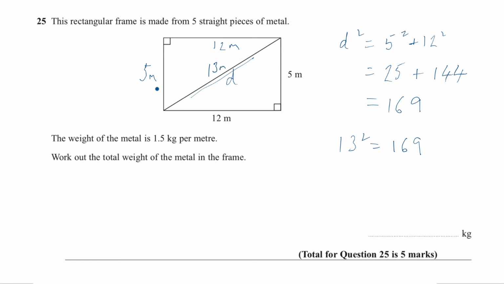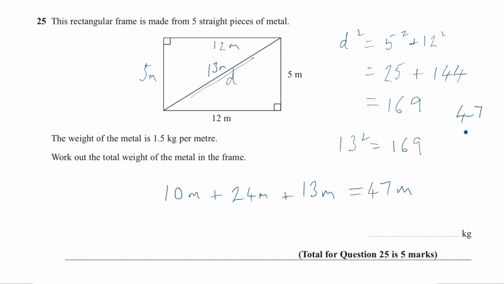Now altogether then we've got 5 and 5, so that's 10 meters, the two opposites. The other two opposites, 12 and 12, so that's 24 meters, plus we've got the 13 meters of the diagonal. So 10 add 24 is 34, add 13, we've got 47 meters of metal. But we know that the weight of the metal is 1.5 kilograms per meter, so we need to do 47 times 1.5 to work out the total weight. So let's do that here.